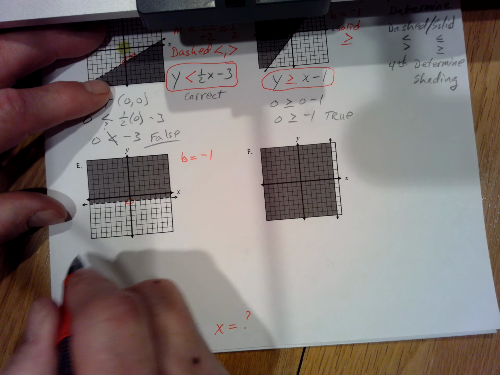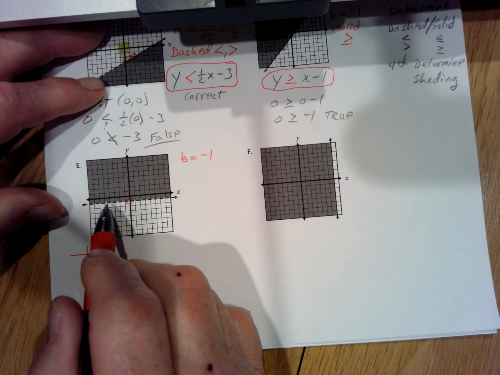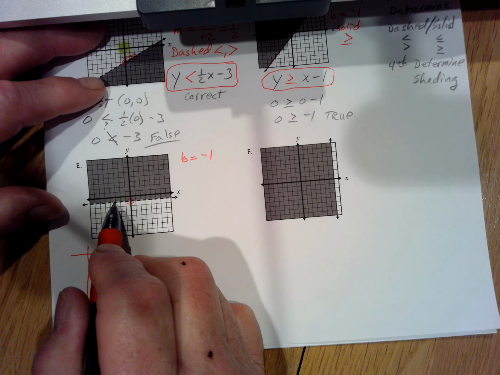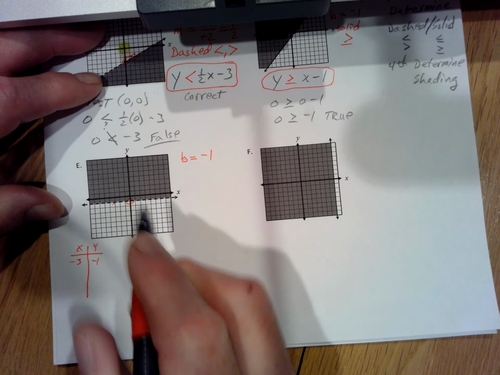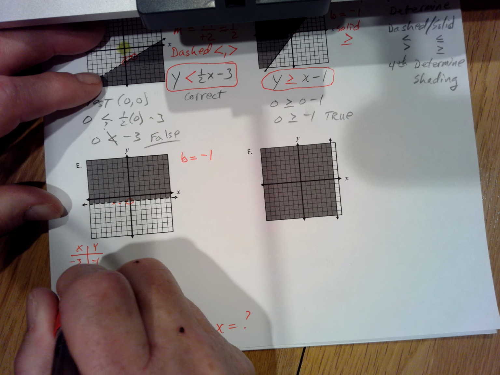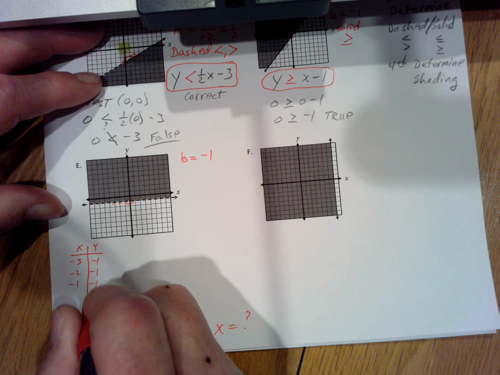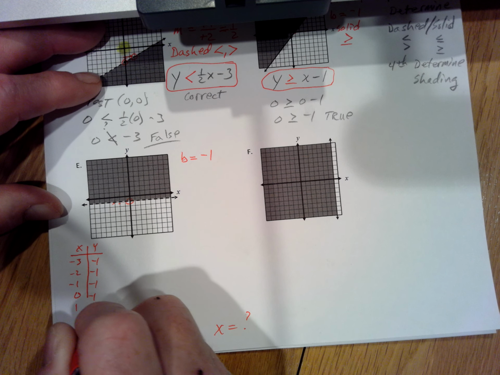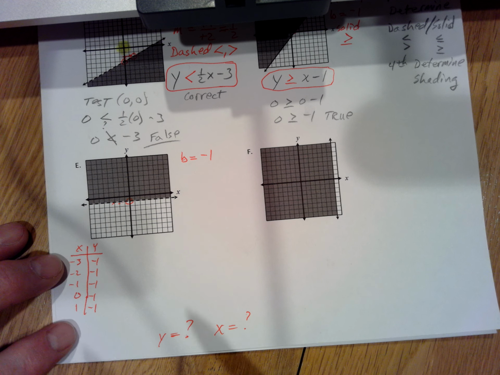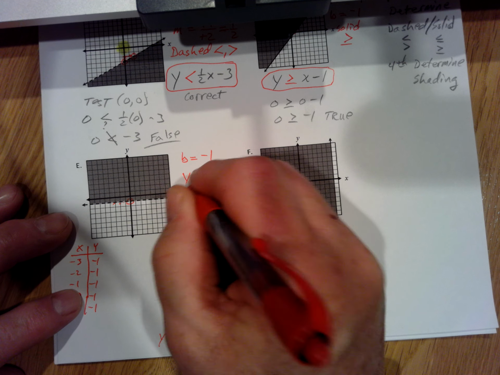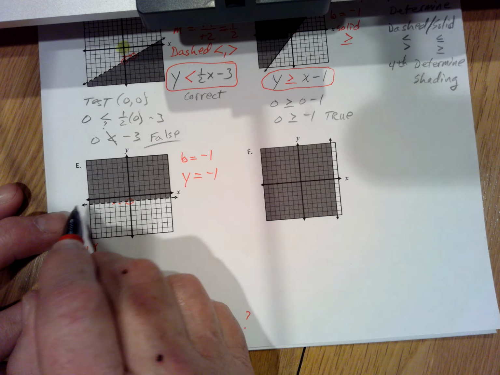I'm going to pick points. I'm going to pick this point, negative 3, negative 1. I'm going to pick this point, negative 2, negative 1. I'm going to pick this point, negative 1, negative 1. 0, negative 1. 1, negative 1. So on. What never changes is y. So guess what this is? Y equals negative 1. It would be, except that it's not an inequality, so this isn't our answer.